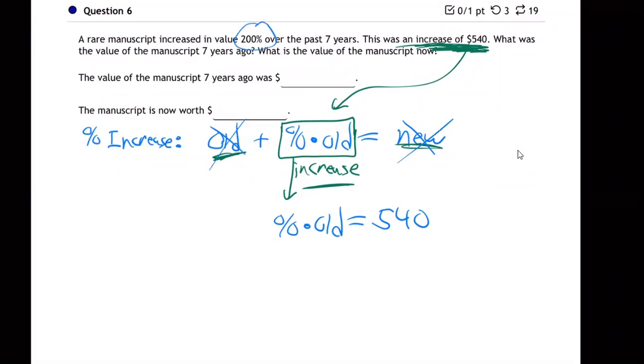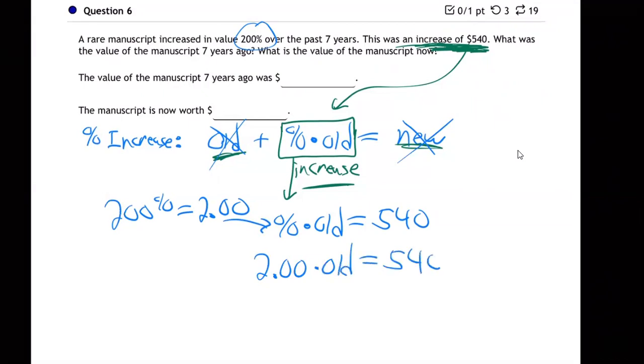So 200%, and you guys know 200% is 2.00 decimal, isn't it? So we always have to put it in as a decimal when we solve in the equation. 2.00 times the old price equals the 540. Is that making sense so far? I just put in right there for the percentage the decimal version of 200%, which is 2.00. So 2.00 or just 2, that's just a fancy 2, isn't it? Times the old price equals the 540.